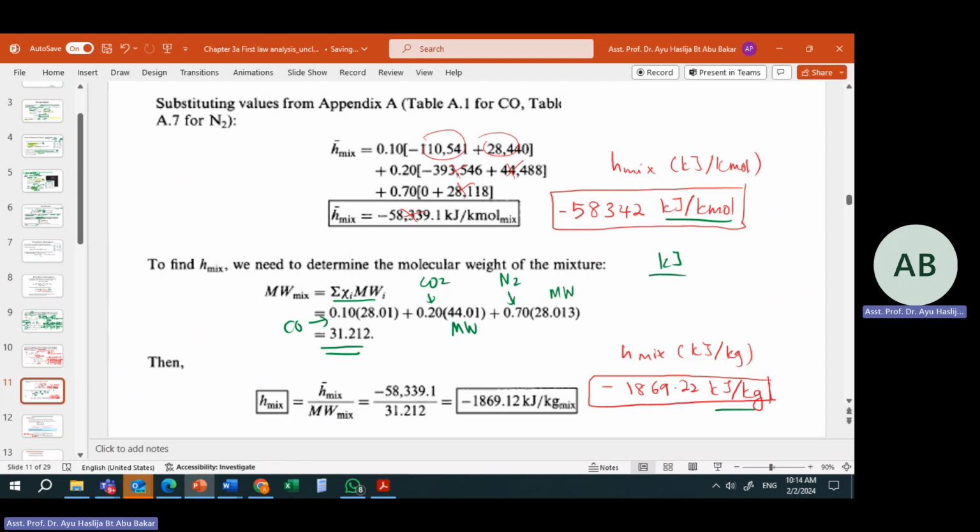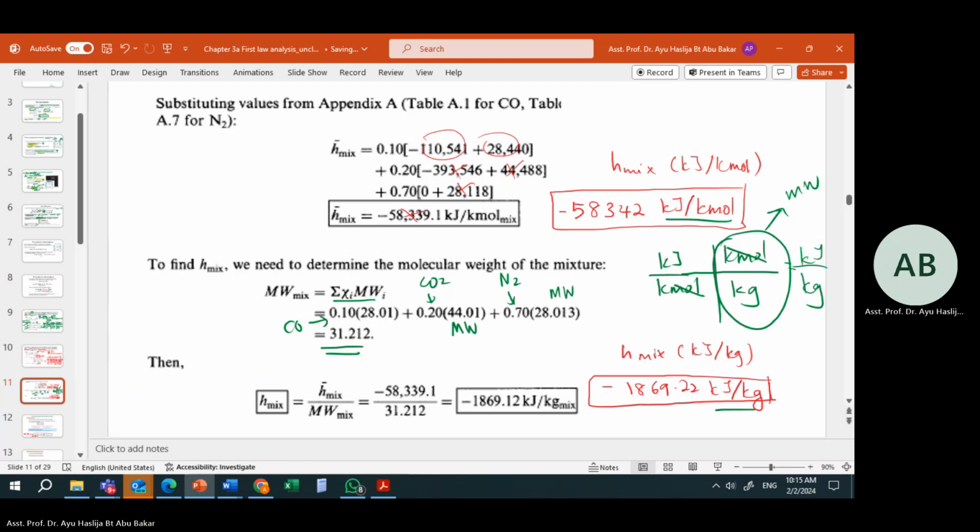Okay, kilojoule per kmol. Why kita divide the molecular weight? Because we know that it relates with the molecular weight. So cancel, you'll get kilojoule per kg. This one you can get for molecular weight. Boleh?